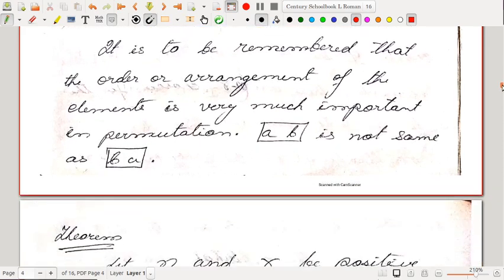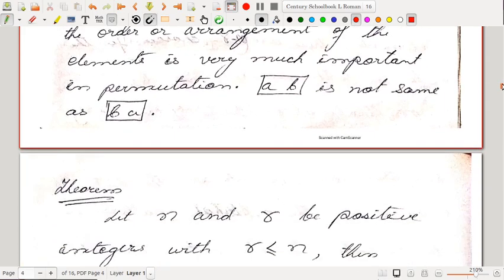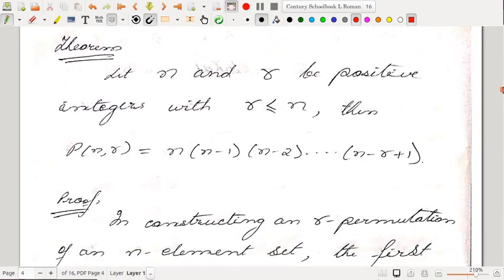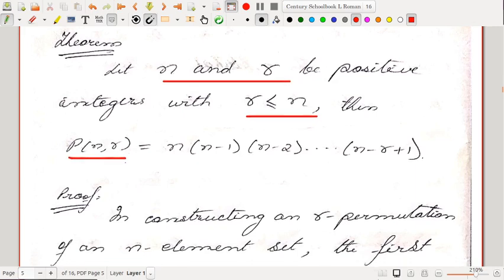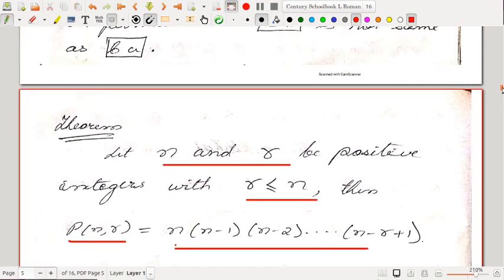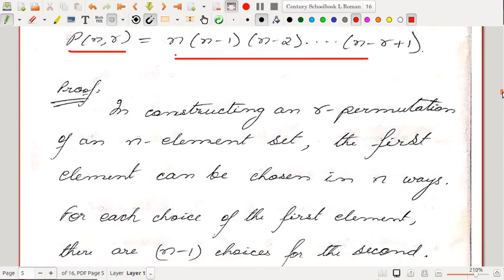AB is not the same as BA. This is what we have to remember, right? So this is the theorem. Let n and r be positive integers with r less than or equal to n. Then nPr is equal to n multiplied with n minus 1 multiplied with n minus 2 multiplied up to n minus r plus 1. Okay, so it keeps on decreasing by 1, right?